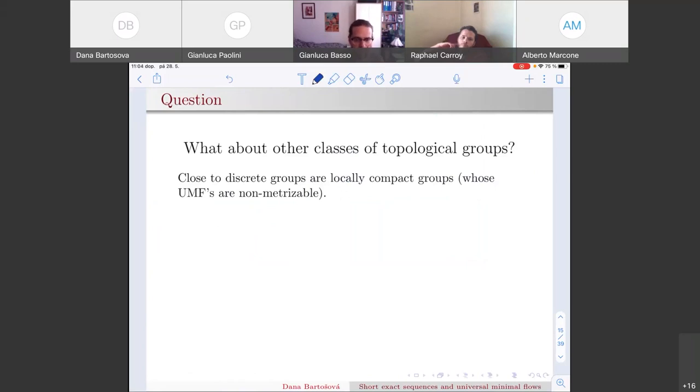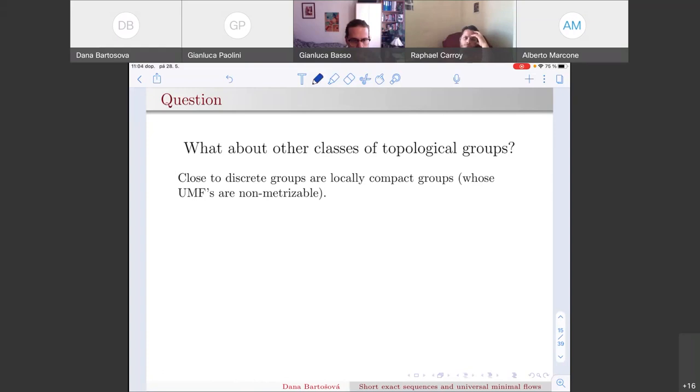Now, what are the classes of topological groups? I have this dream that infinite dimensional, locally compact, and discrete groups are part of one picture where we can uniformly look at them. Moving from, okay, for all countable discrete groups, we know the universal minimal flow lives on the same space. So I use that as a black box.